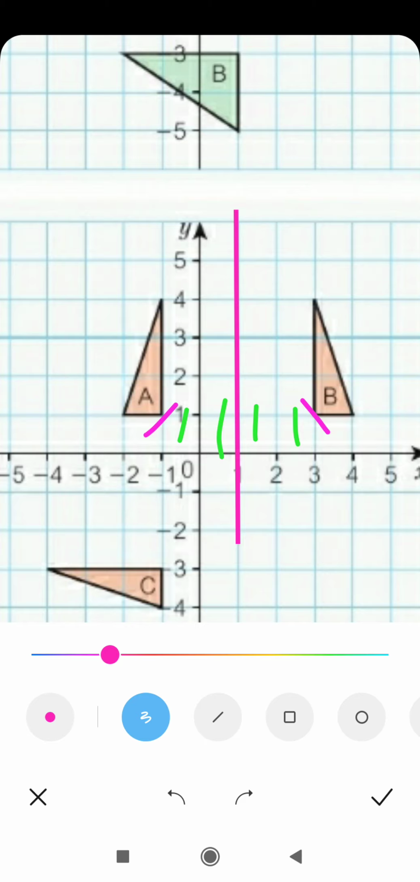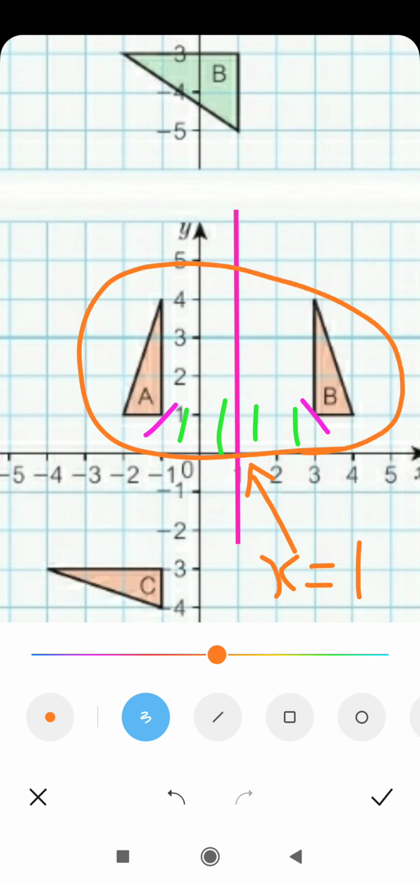And the coordinate of this line is what? It is x equals this one here. X equals 1. Very good. This is the coordinate of this line. So the first answer for the shape A and B is the line of reflection x equals 1. Very good. Now, let's move on to the next question.